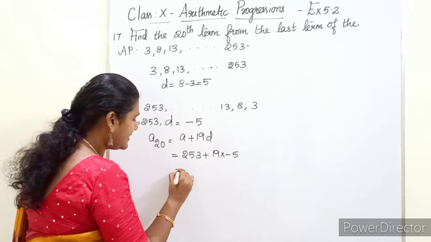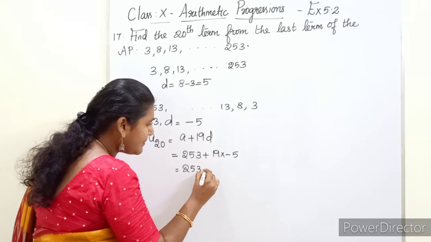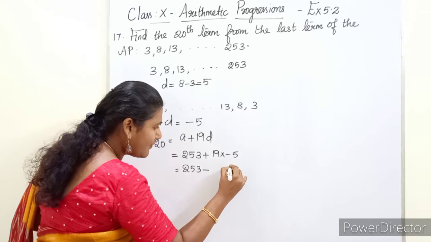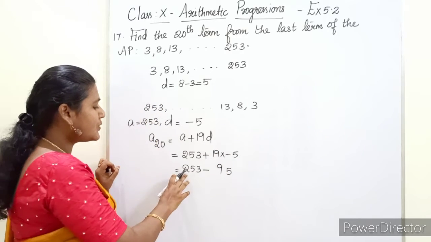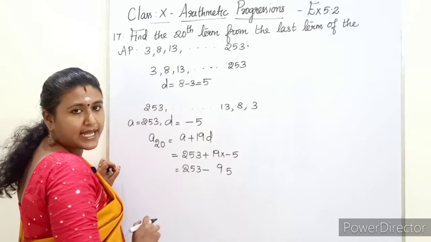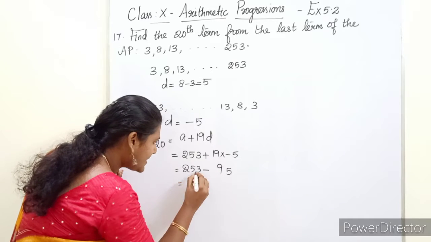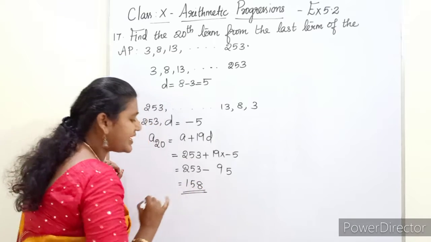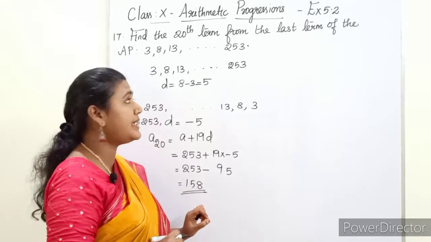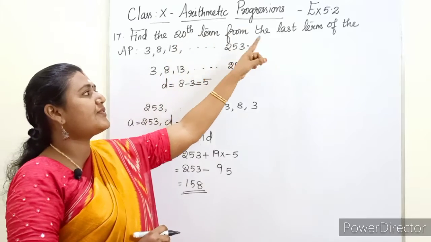Now we will multiply this. So 253 minus 45, 4, 5, 95. So minus 95. So 253 minus 95. Now we will subtract. So 8, 5, 1. So 158. So 158 will be the 20th term from the last.